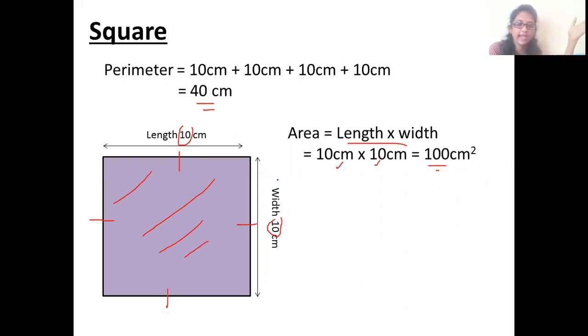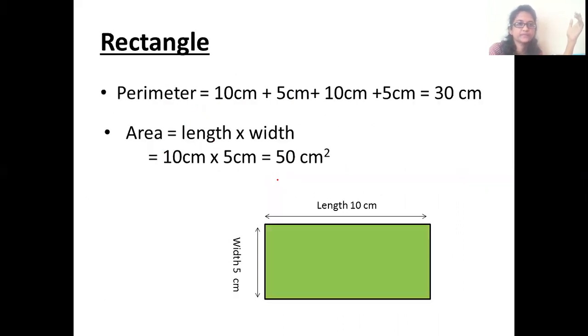So this is all about the perimeter and area for a square. The next one is a rectangle. For a rectangle, as you can see here, opposite sides are equal. If it is 10, this also will be 10, and it is 5 centimeters here, and this also will be 5. To find the perimeter, we add all four sides: 10, 5, 10, and 5. Finally we get 30 centimeters, which is the perimeter of the rectangle.